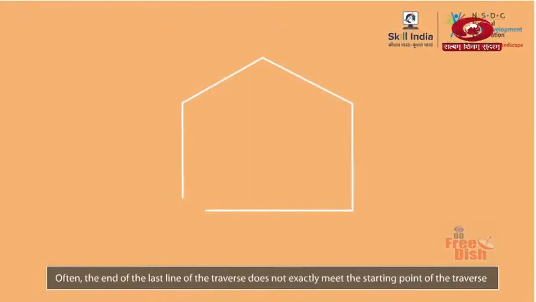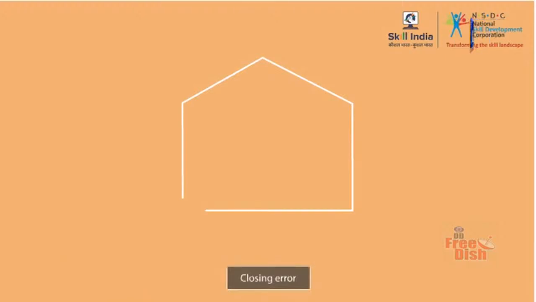Often, when a closed traverse is plotted based on measurements taken in the field, the end of the last survey line of the traverse does not exactly meet the starting point of the traverse. This error is called the closing error. It occurs due to errors in measuring distances and angles on the ground.